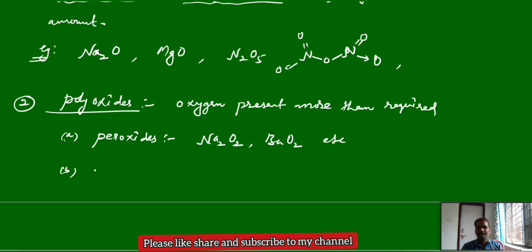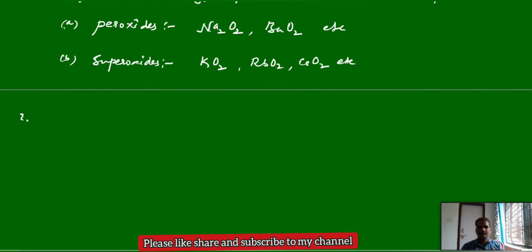In the second type, superoxides, also polyoxides. Let me take potassium superoxide. Actually for 1 potassium we require half an amount of oxygen, but here 2 oxygens are there. Again this is more than the required, so hence it is a polyoxide. Potassium superoxide, rubidium superoxide, all superoxides also come under polyoxides, etc. Polyoxides: peroxides, superoxides.